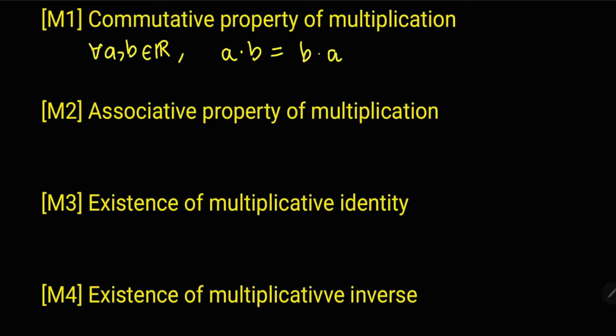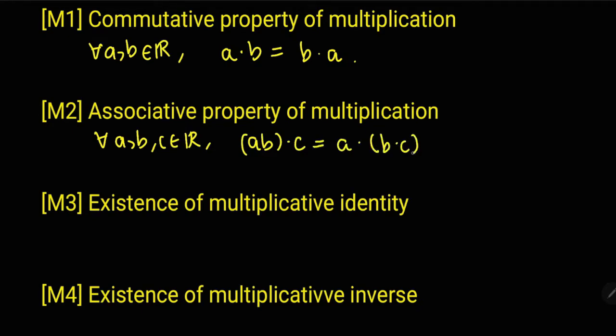a. For the second property, M2, the associative property of multiplication, whenever you have three real numbers a, b, and c, a times b, quantity, times c is equal to a times the quantity b times c.